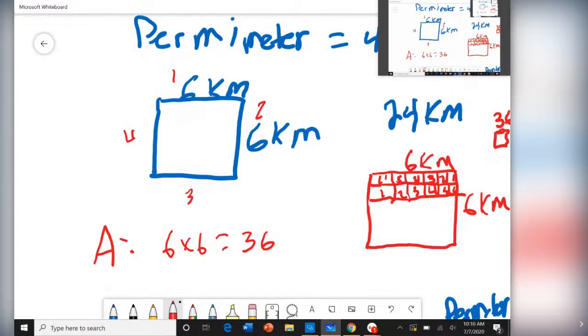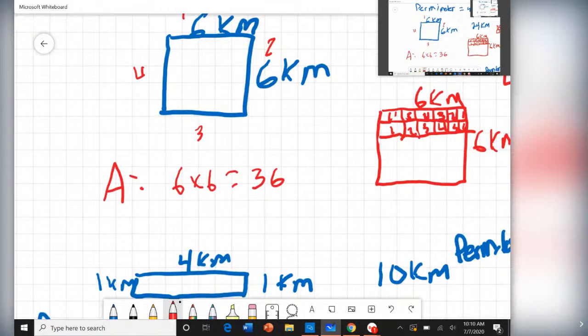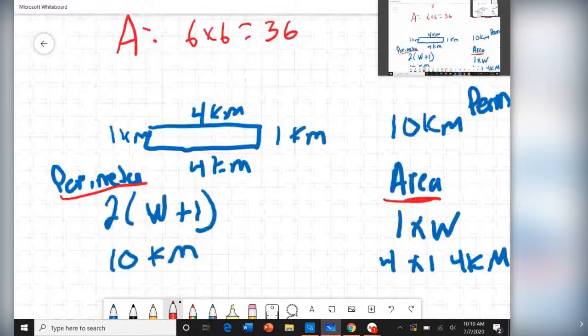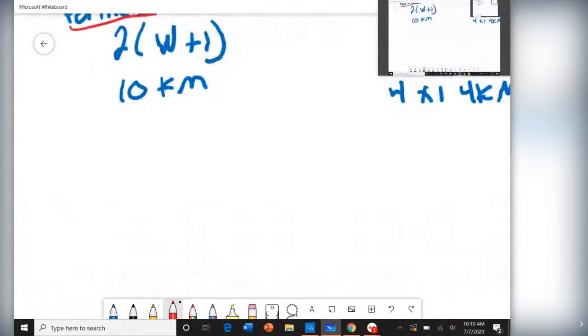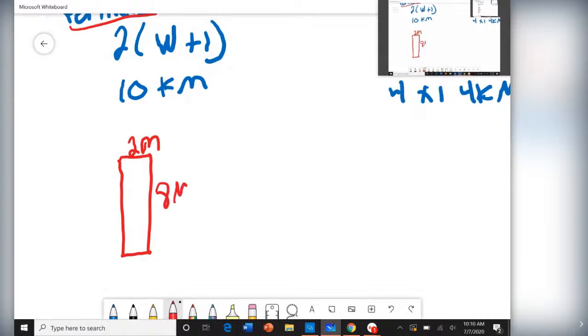So let's do one more rectangle here. The one on your practice was 2, and it used meters, and this one was 8 meters. So what do we know here? We only have two sides, but we know that they're going to be equal. So the bottom is also going to be 2 meters. And this other side is going to be 8 meters.